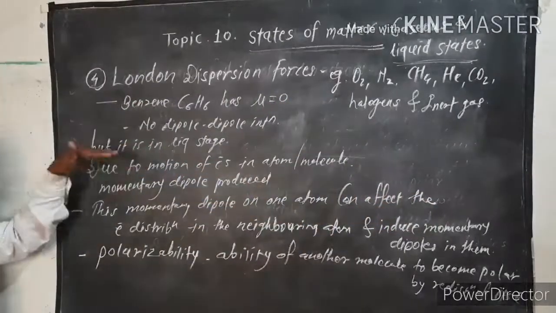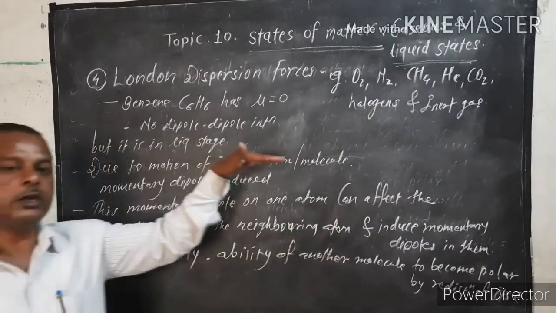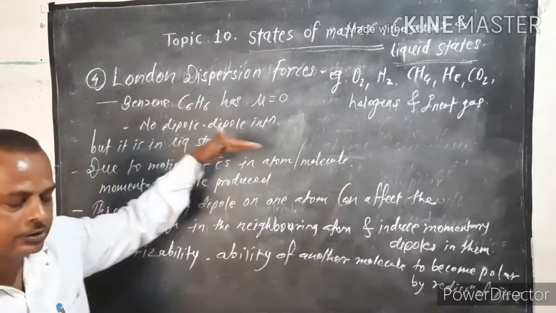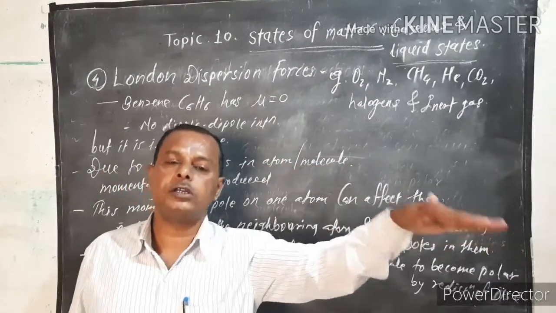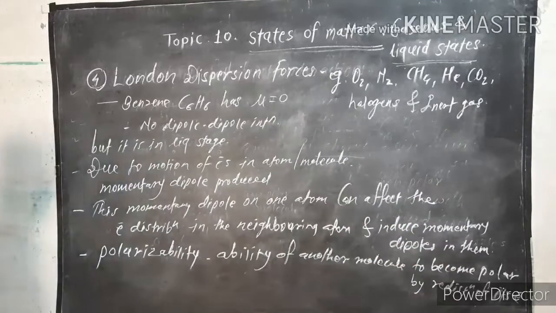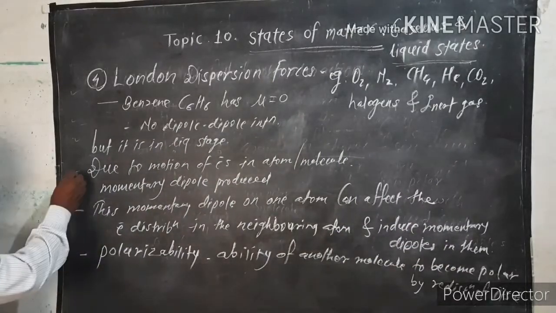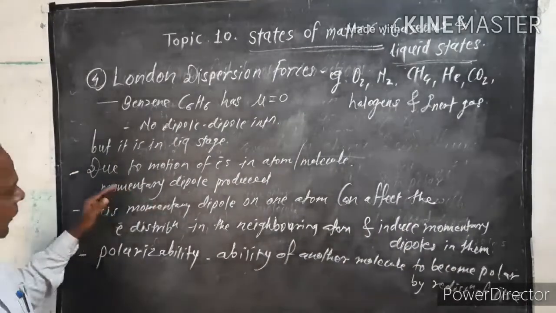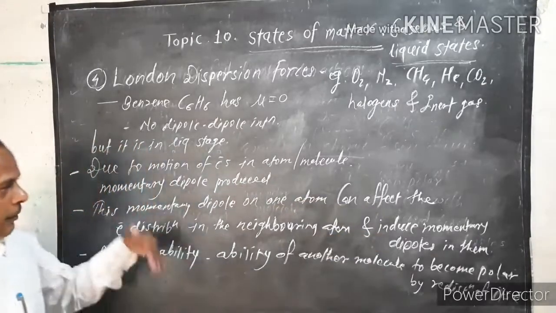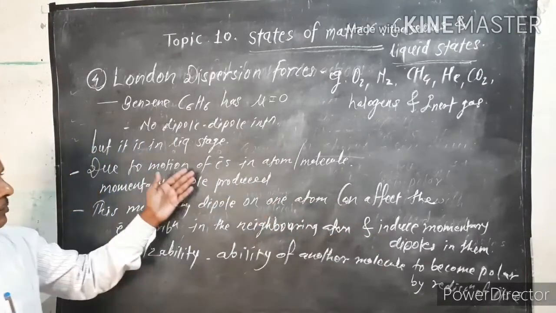Okay, so this is a weak force. It is a very weak force of attraction. That's why this is also called van der Waals force of attraction, van der Waals forces. Okay. Now, how do these forces develop? In non-polar molecules, atoms and molecules, the motion of electrons is taken into account.